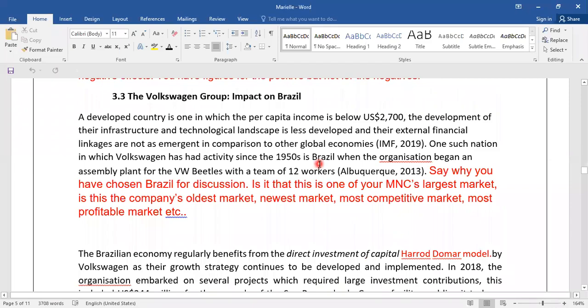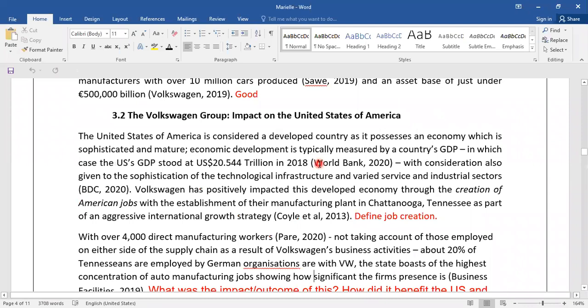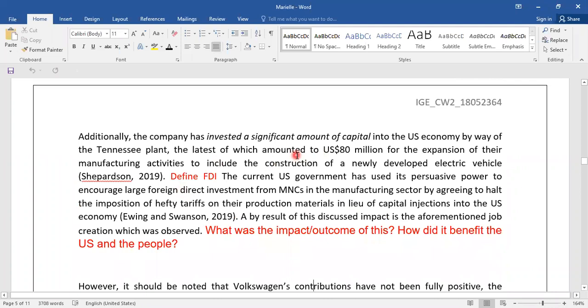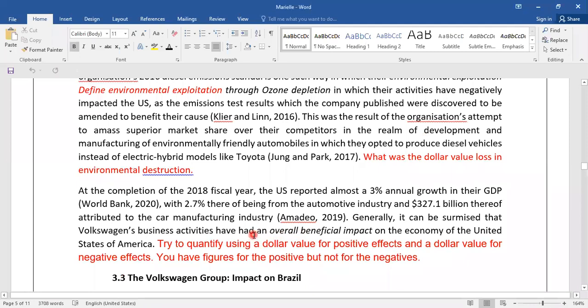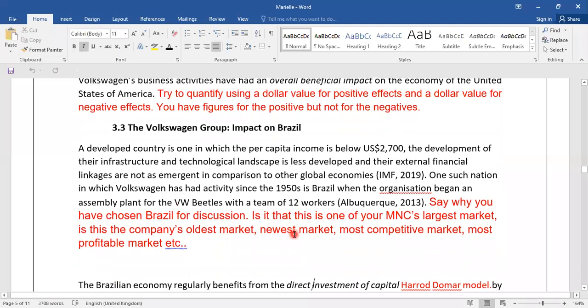Impact on Brazil. So Marielle did really good here. She discussed the positives. All of this was positive: job creation, FDI. I tried to strengthen the assignment by using more economic concepts, principles, and theories. Then she discussed the negatives, and then she had a paragraph discussing the net, the overall benefit. So that was really good. Let's move on to its impact on Brazil.